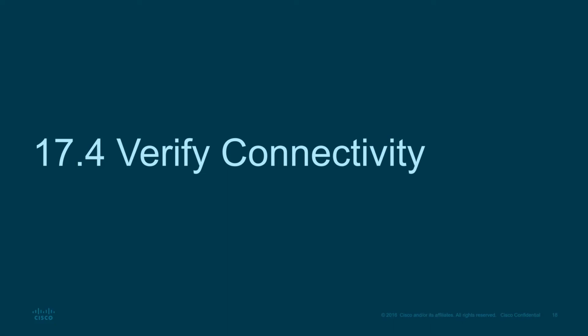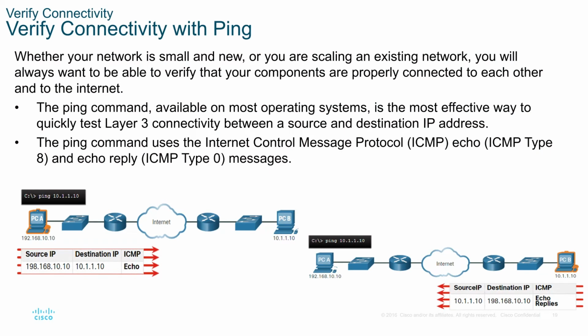Once a network is built, to verify connectivity is extremely important. The most common way to verify connectivity is with the ping command. So whether your network is small and new or you are scaling an existing network, you will always want to be able to verify that your components are properly connected to each other and to the internet. The ping command, available on most operating systems, is the most effective way to quickly test layer 3 connectivity between a source and destination IP address.